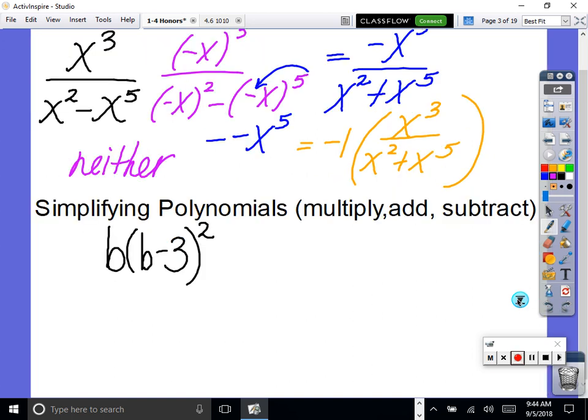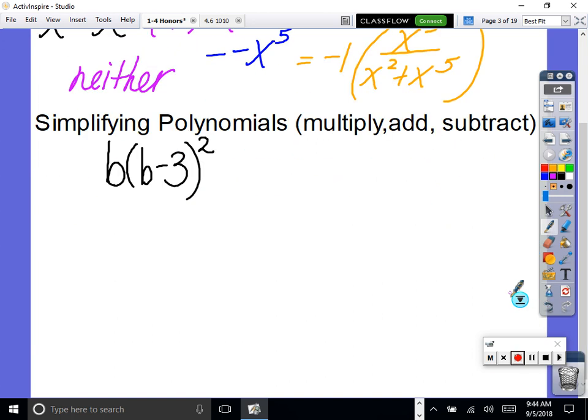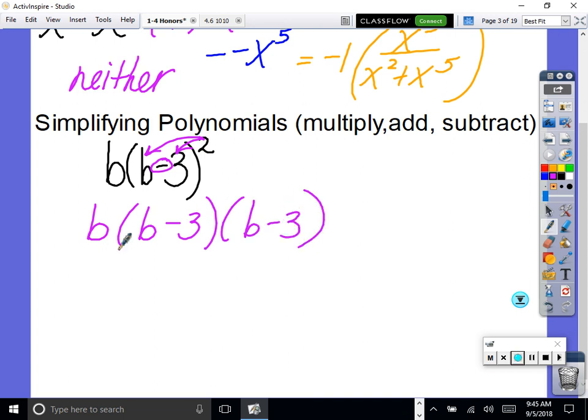Okay, guys, don't be the person that breaks the forbidden rule and squares that and squares that. You can't do it because of the subtraction sign. So this is b minus 3, b minus 3. True? Yes.